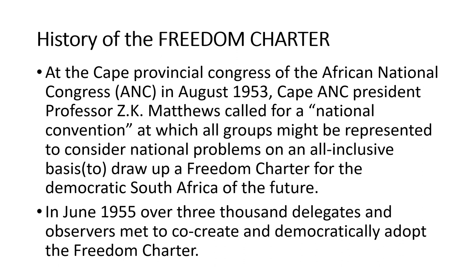It was held in an open field owned by a sympathetic Indian Congress supporter in the heart of Cliptown, one of the few areas in the country where Black people could own property in an urban area. So in June 1955, over 300 delegates and observers met to co-create and democratically adopt the Freedom Charter.